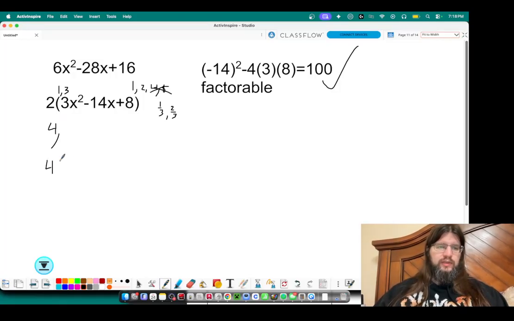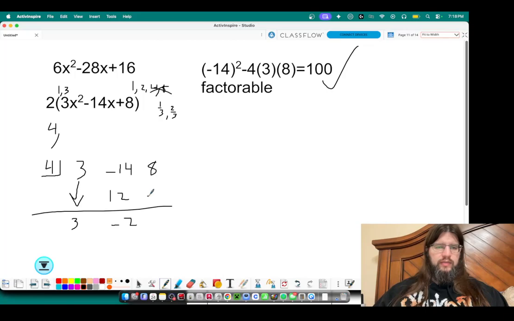So I'm plugging in 4 into the synthetic division. Write down all of my coefficients. Use the smaller numbers that we have factored out here: 3, -14, and 8. Bring down my first number. Multiply, combine, multiply. Again, if you don't get a 0 here, you screwed up. Go back and try again.